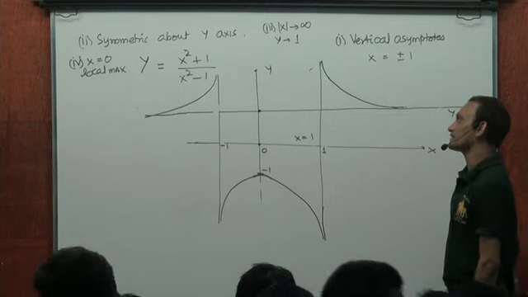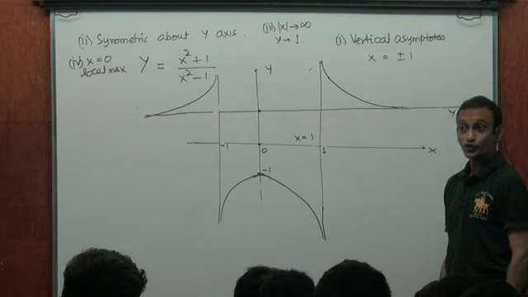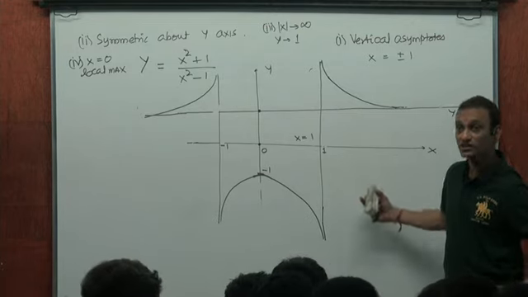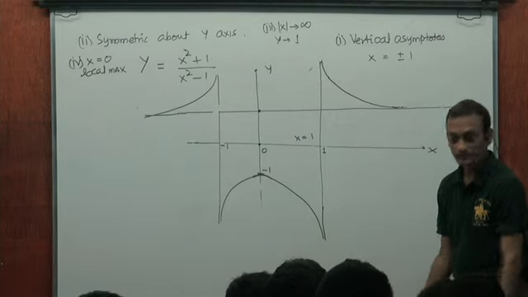This is the graph of y equal to (x square plus 1) by (x square minus 1). Do you understand all the stages that led to drawing this trace? Right? Can I wipe this off?